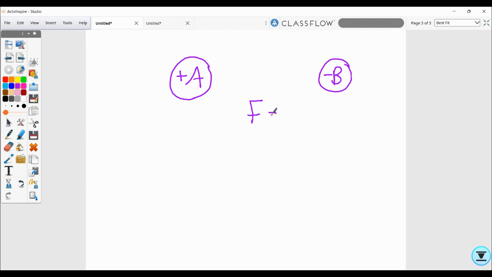But let's say this force is 20 Newton. Oh, no, wait, let's not say that. So let's say A has a charge of 200 coulombs and B has a charge of 150 coulombs. Which one will experience the greatest force?